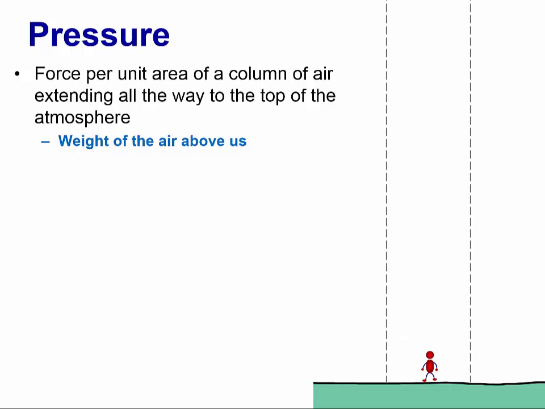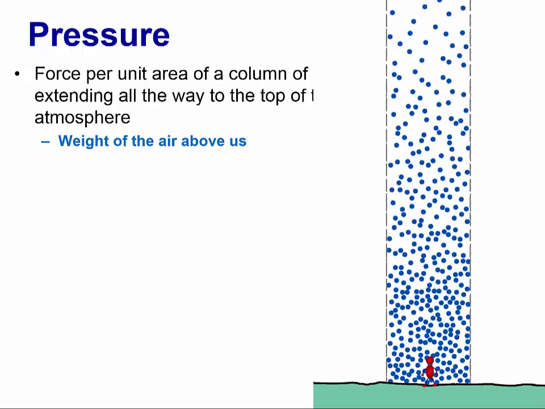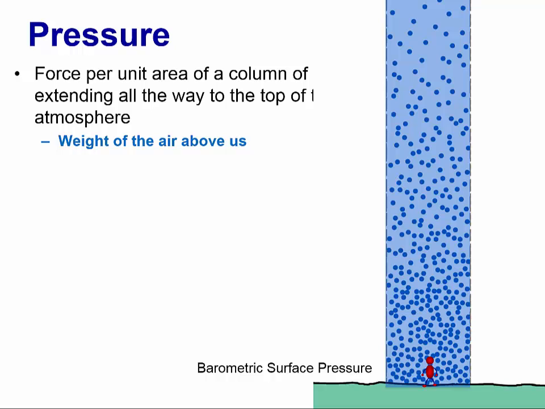So as I was saying, if we could actually visualize all of the air molecules in the atmosphere above us, extending from the ground all the way to the top of the atmosphere, we'd see something like this. If we could add up the total weight of all those air molecules, that would be the pressure that we observe at the surface in that location. That's what we call barometric pressure.